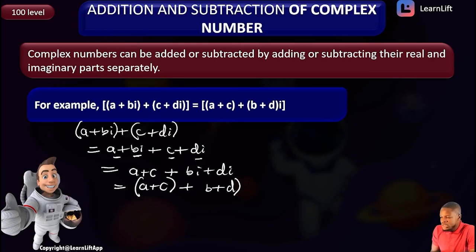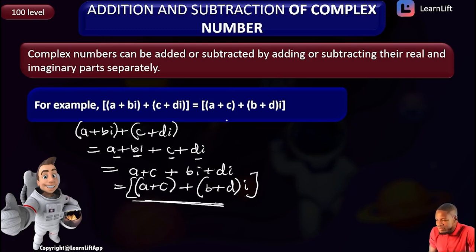Both of them have something in common. What do they have in common? They have i in common. Now this automatically becomes the final answer, and you can see that what we have here is directly similar to what we have here: a plus c plus b plus d, and then i. This is how you solve your complex numbers. Now get settled as we flow in a series of classes under this.